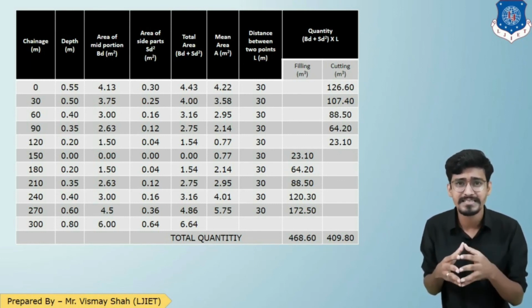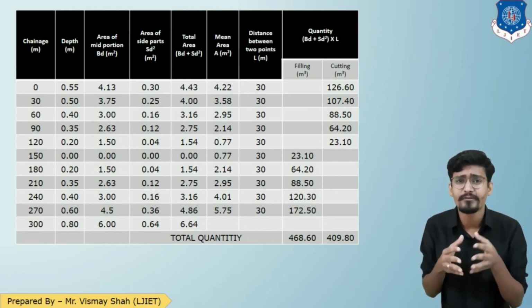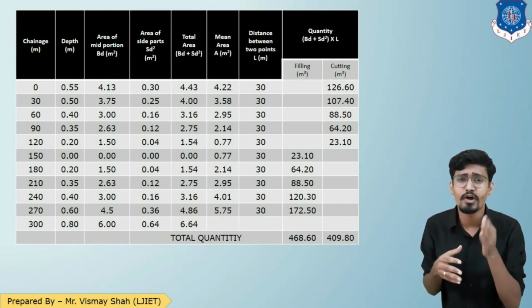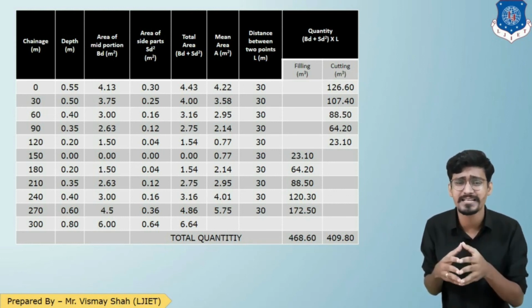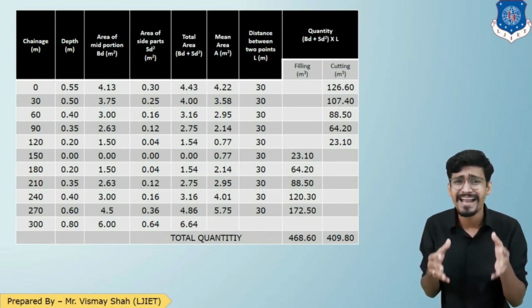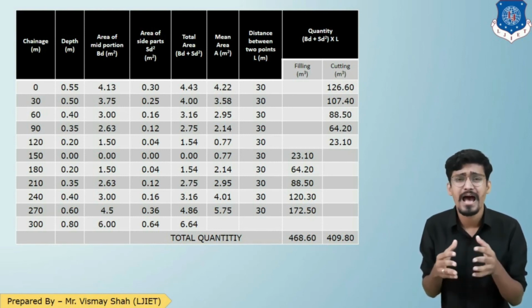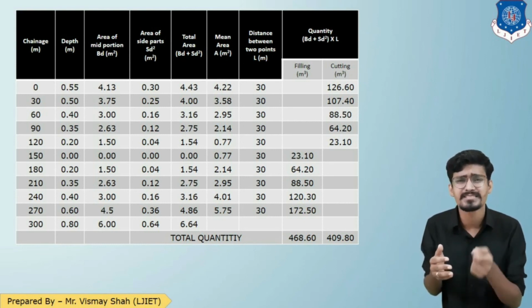Again, for chainage 30, we have the original area 4. For chainage 60, the depth is 0.40. So the total area will become 3.16. Now the average of 4 and 3.16, we'll get 2.95, and we'll get the quantity for 30 meter chainage as 107.40. So you can see the answers are always going to be the same from both the methods.